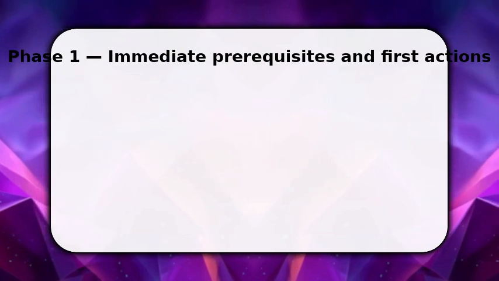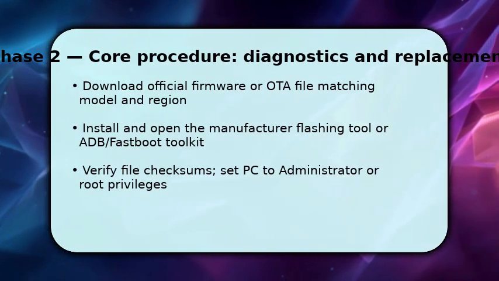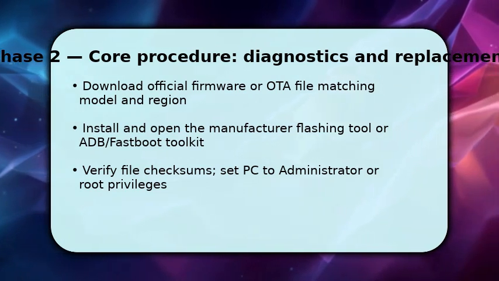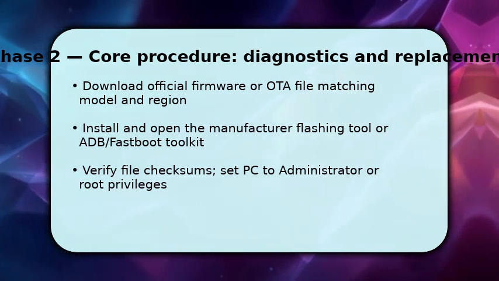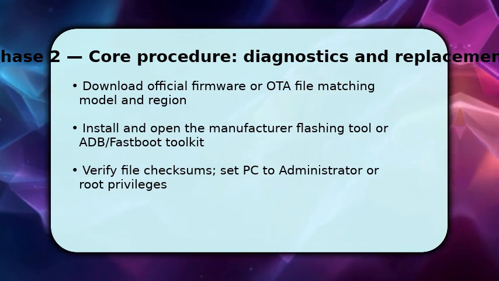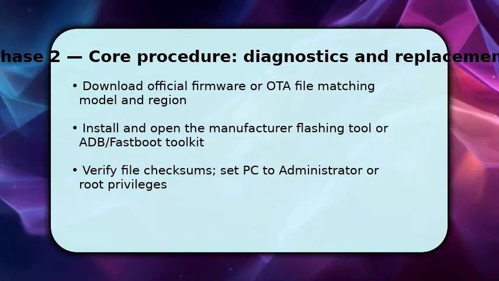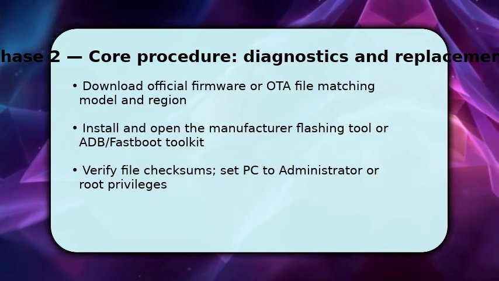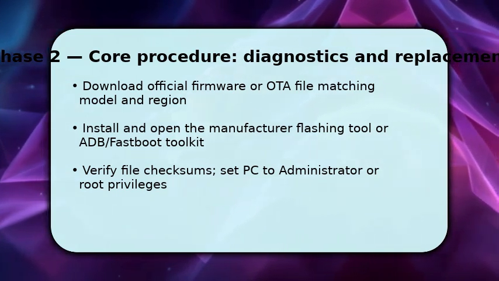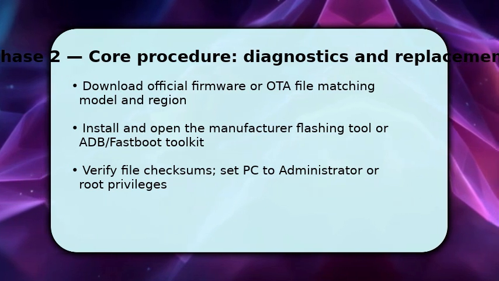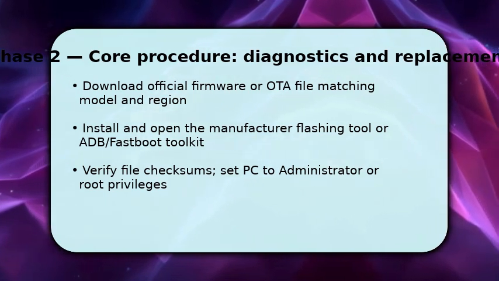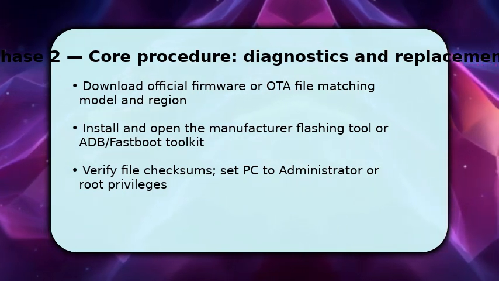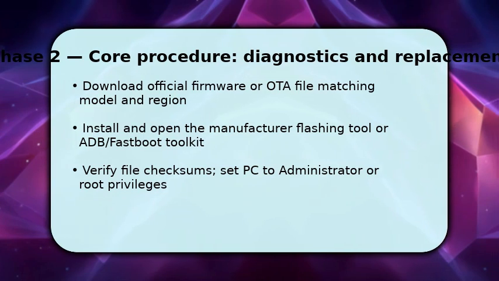Next, obtain the correct firmware and tools. Download the official firmware or OTA file that exactly matches your device model and region. Mismatches can brick the phone. Install the manufacturer flashing tool or set up ADB and Fastboot on your PC and run the program as administrator so permissions aren't blocked. Verify the downloaded file checksum to ensure integrity. Once the tool detects your phone, choose the appropriate flash or sideload option. Make sure to read prompts before you confirm the operation.